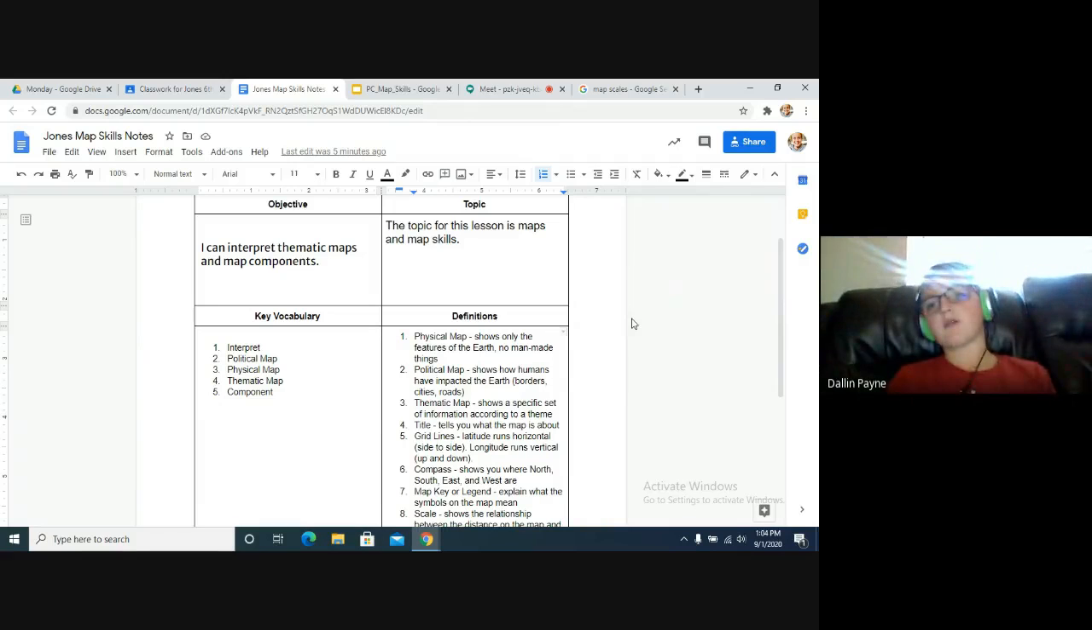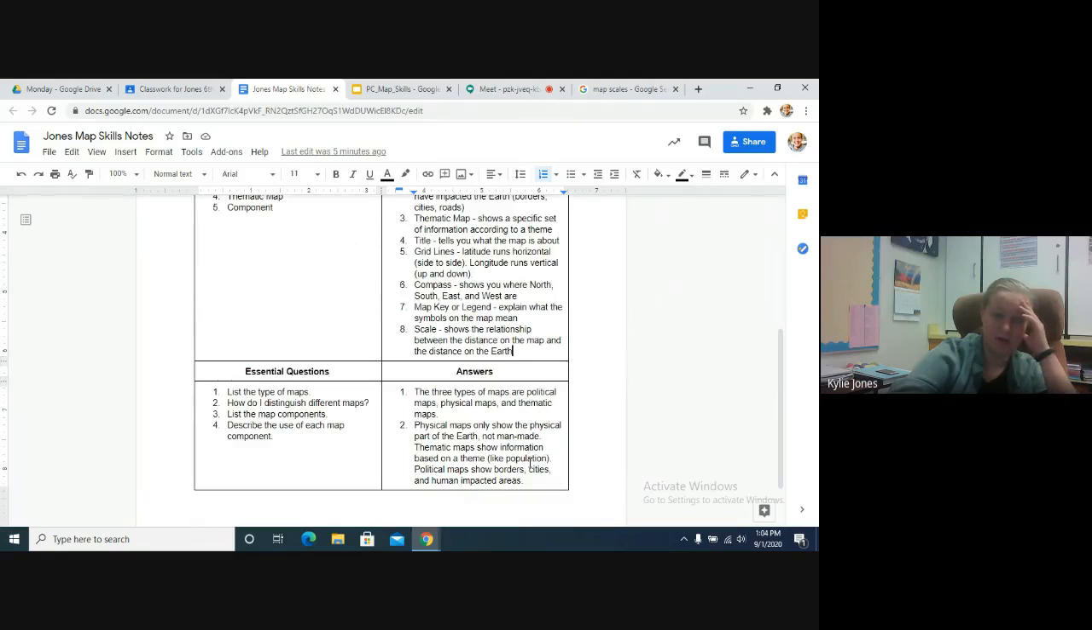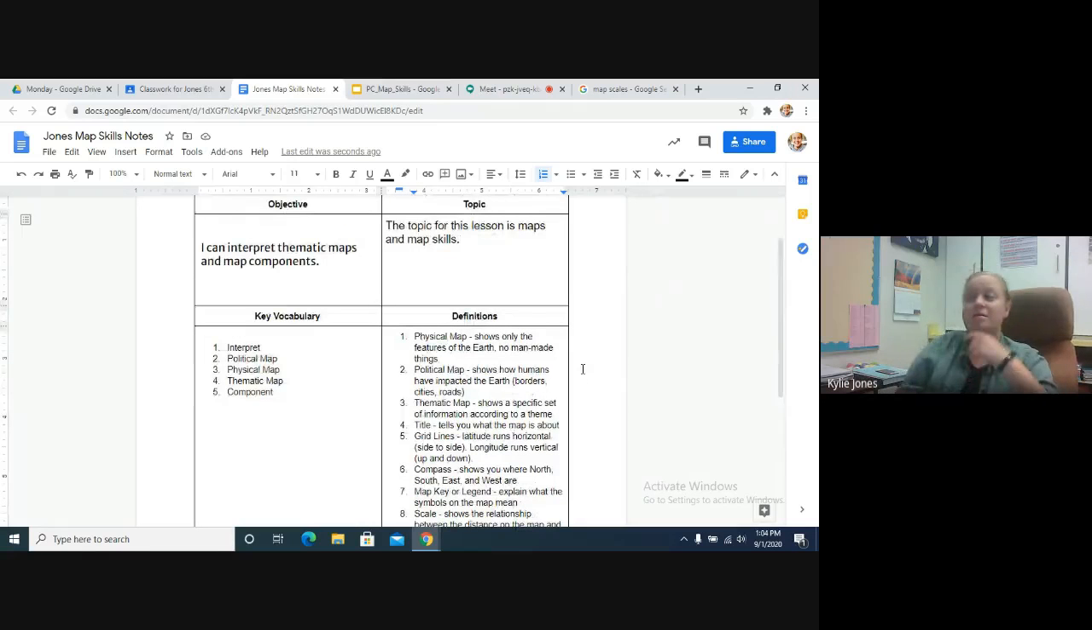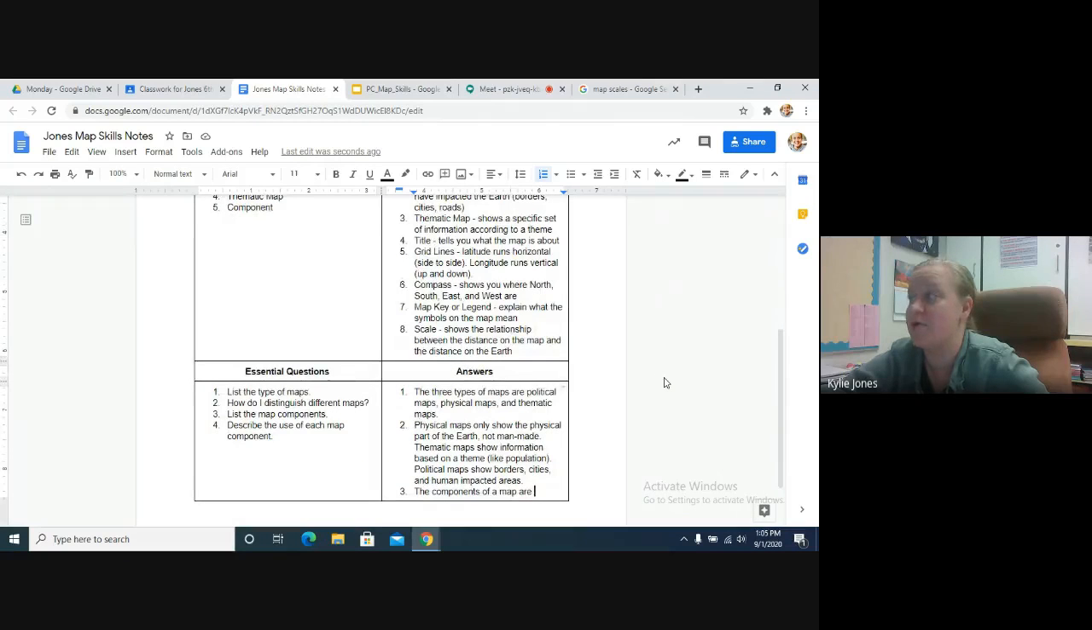Oh. List the map components. Good. So we need to list under our answers box right here for number 3. You guys need to list the map components. So the components of a map are, and I'm gonna have you guys finish that sentence. All of the things that we just talked about are components of a map. They're all parts of a map. So go ahead and type a sentence that tells me you should have 5 components of the map. Can you go back? I didn't see it. The components of a map are.